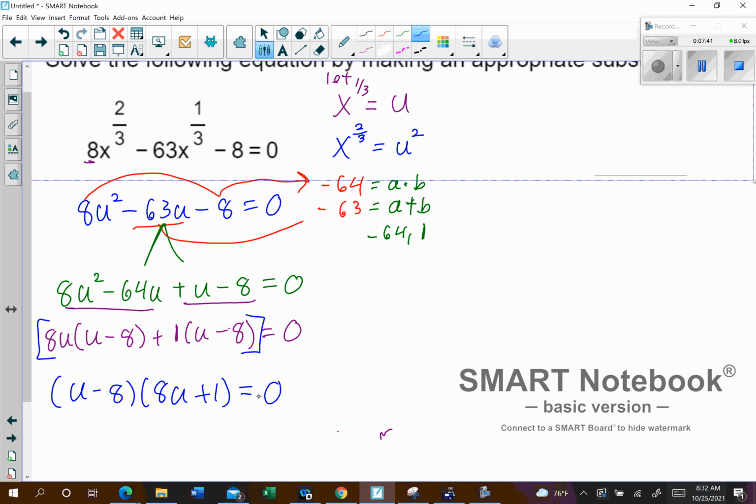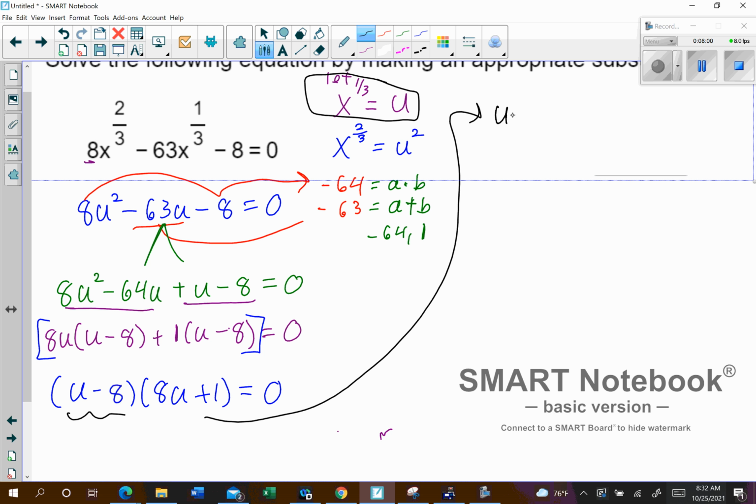And you can go ahead and solve for u if you want to, or you can replace it back with what u is actually equal to. It's actually x to the 1/3 power. I'll go ahead and solve for u first, and then we'll replace. So on the first one, if I solve for u, that would be u equals 8, right? And if I solve for the second one, I have to subtract by 1 and divide by 8. So that would be u equals -1/8. Okay, hopefully you're seeing that. So subtract by 1, divide by 8. And that's what I get for the u's that I solve for.